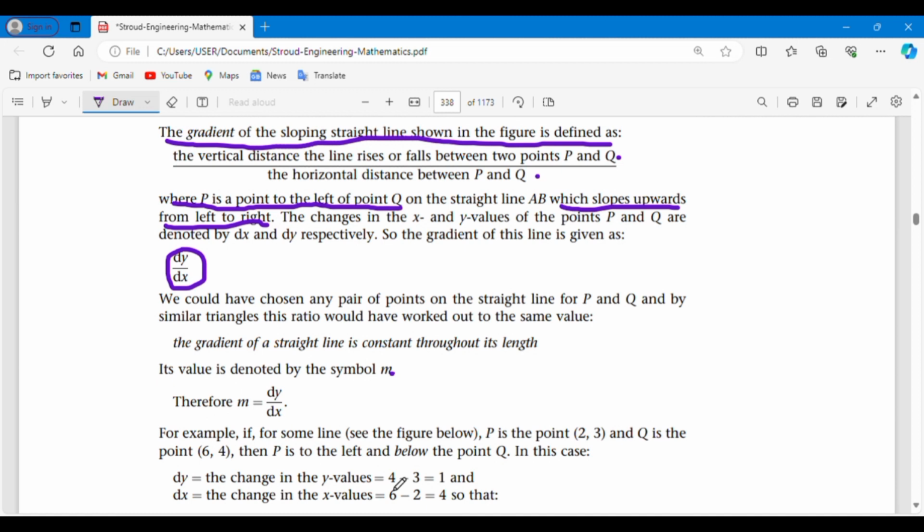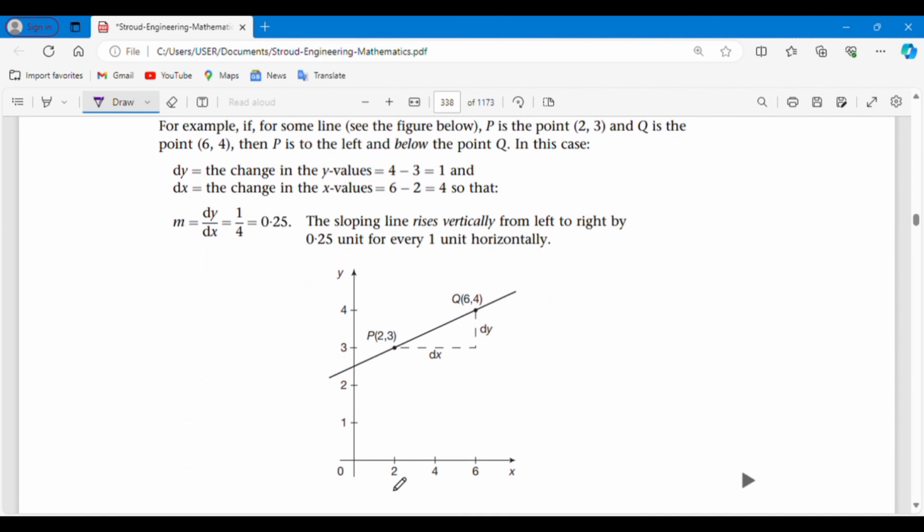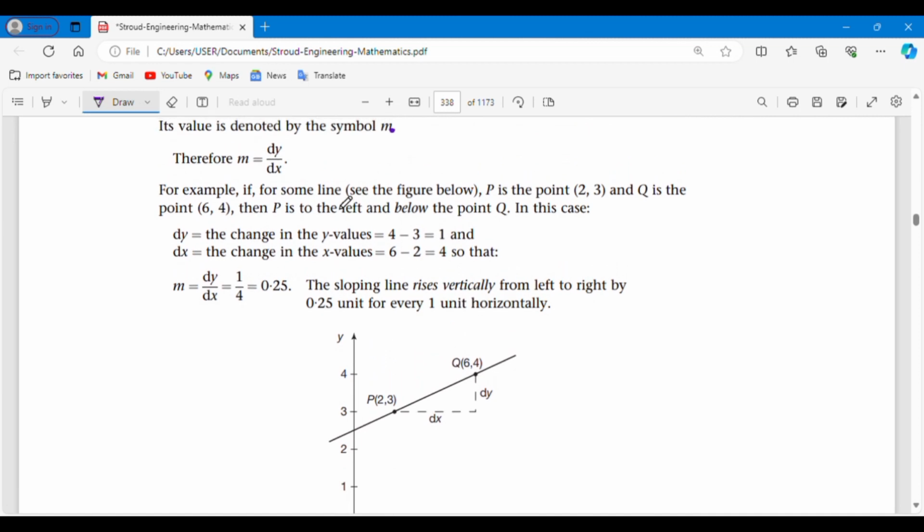In this case, let's be practical about these things. Let's look at this. Dy, don't forget, is the change in y values, and dx is the change in x value. Just note that whenever they give you P as a point, this is the x value and this is the y value. In point Q, this is the x value, and this is the y value.